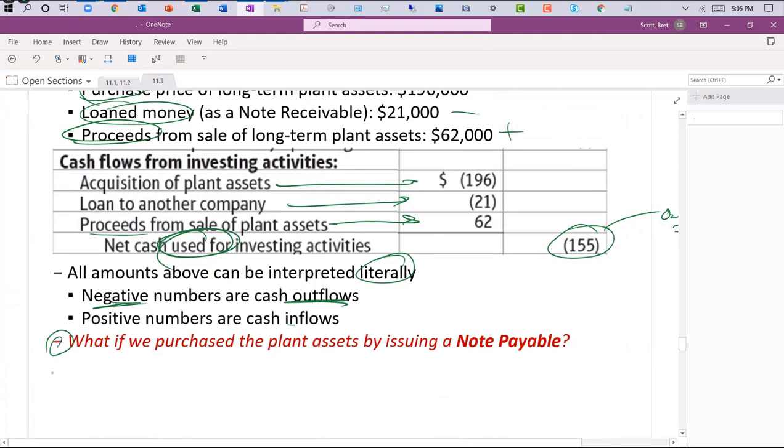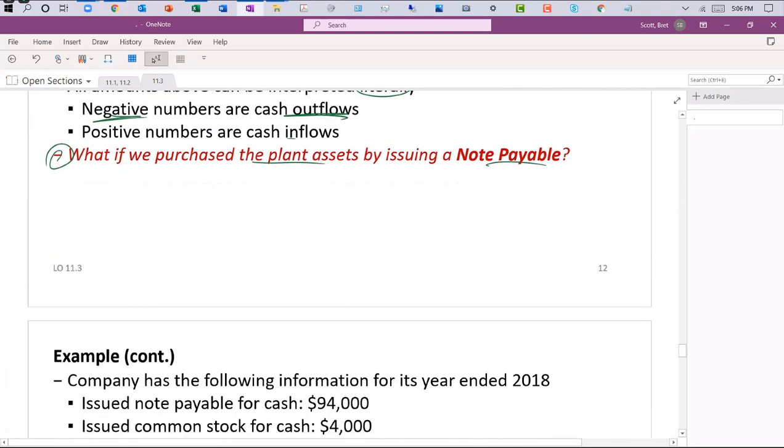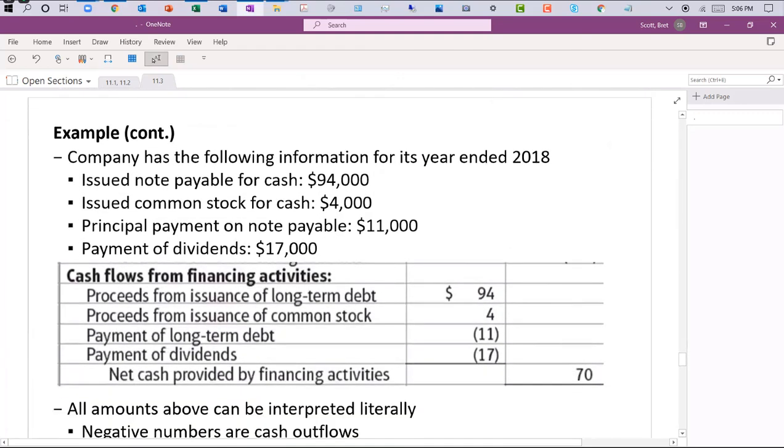And by the way, here's just something to think about too. If we see an increase in equipment, generally it's okay to look at that and say, oh, that must be a cash outflow. But what if we purchased equipment by issuing a note payable? That's a non-cash transaction. We'll talk about that later. So just keep that in the back of your mind for right now.